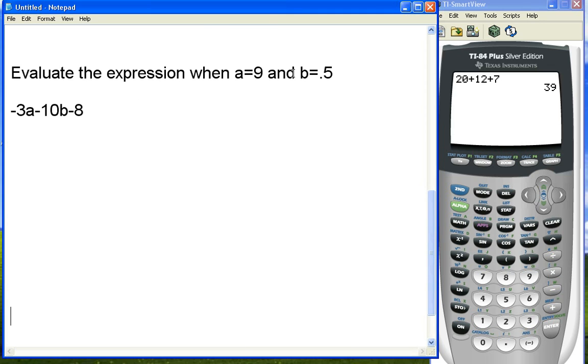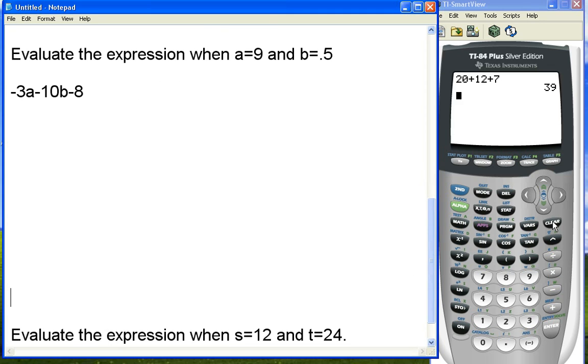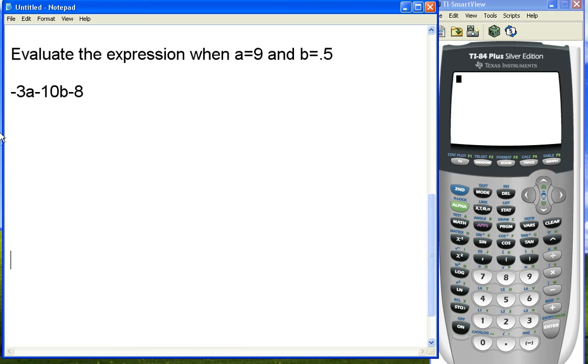Evaluate the expression when a equals 9 and b equals 0.5. So it's the same concept. We have an expression here, negative 3a minus 10b minus 8. So yet again, you're going to write negative 3. That just comes down. A up here is a positive 9, so we replace the a with a positive 9. Minus 10. B up there is 0.5, so I'm going to replace b with 0.5. And then it's minus 8. So yet again, real quickly, all I'm doing is replacing the letter with what they told me the letter equaled. It equaled 9, so I just replaced it.